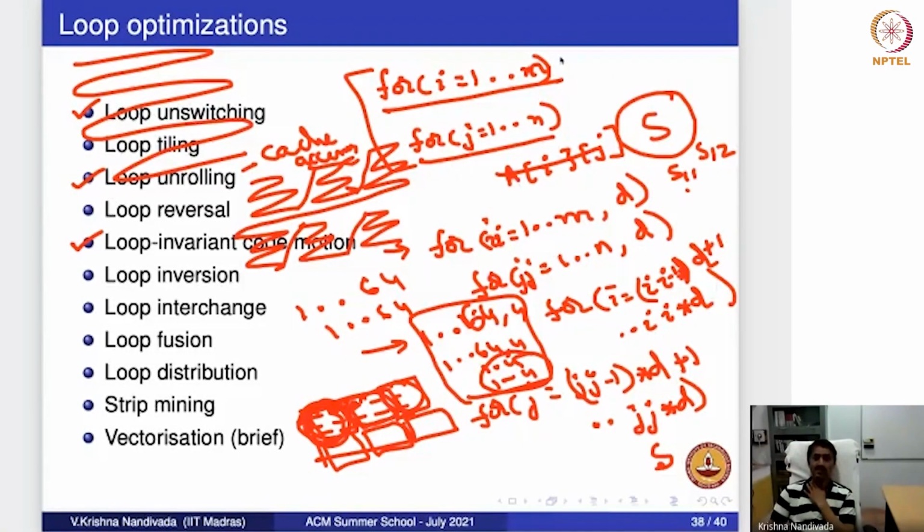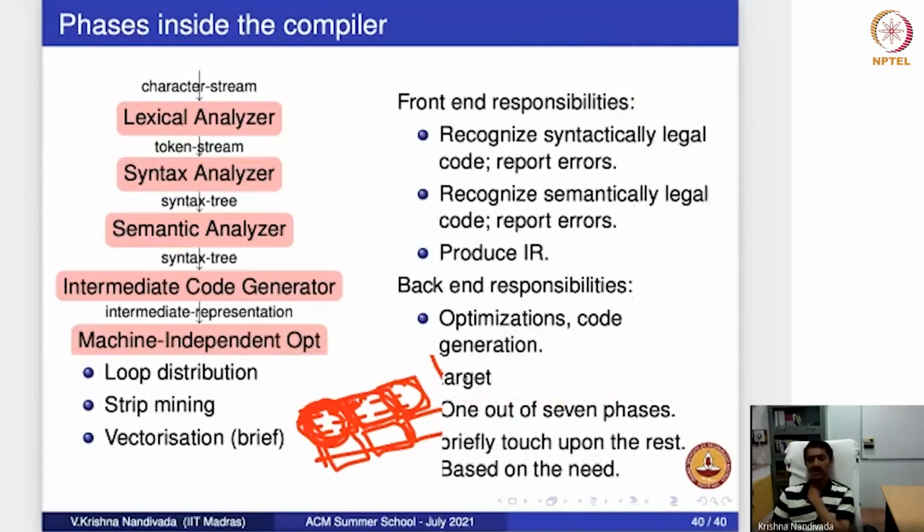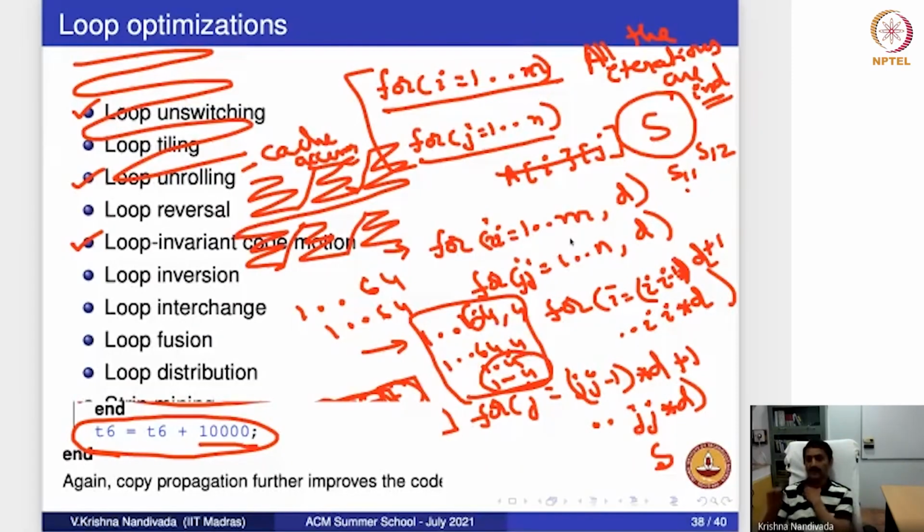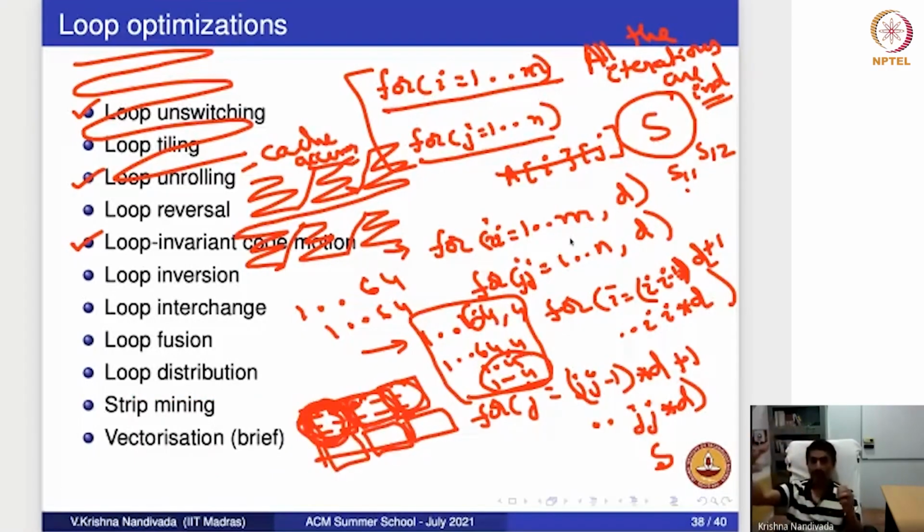So this can be done only if all the iterations are independent. Unfortunately, for lack of time, I'm not covering the dependence analysis. But remember, there is a very important chapter called dependence analysis, which will tell us whether in different iterations, this body will have dependence with another iteration. Iteration i equal to 1, j equal to 1, does it have dependence on i equal to 3, j equal to 5, things like that. Okay.